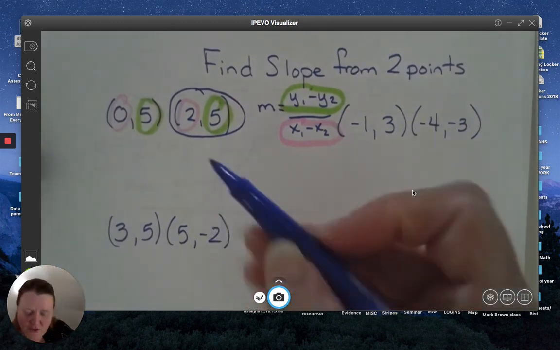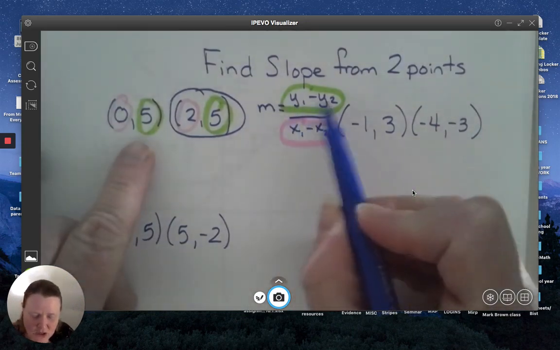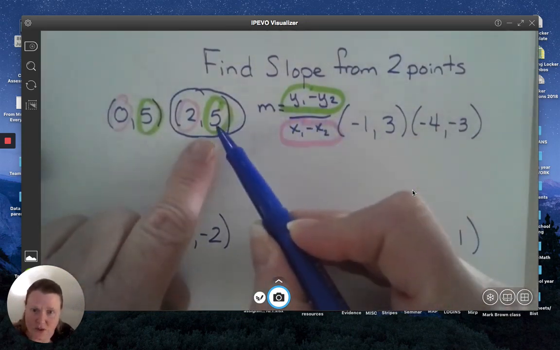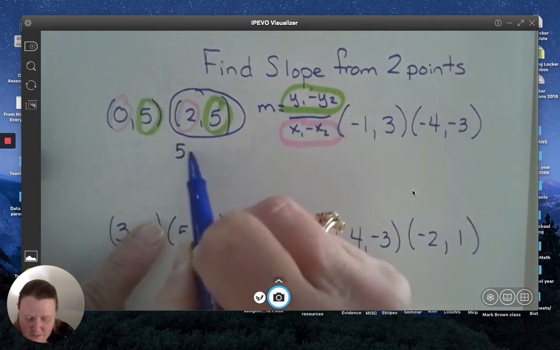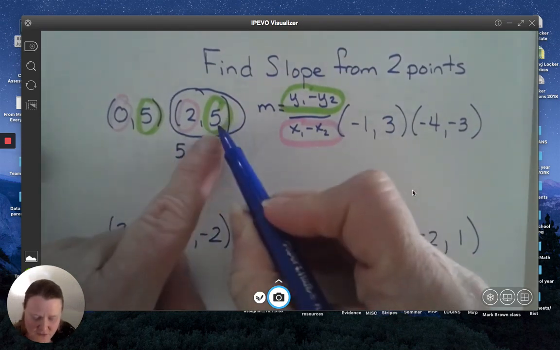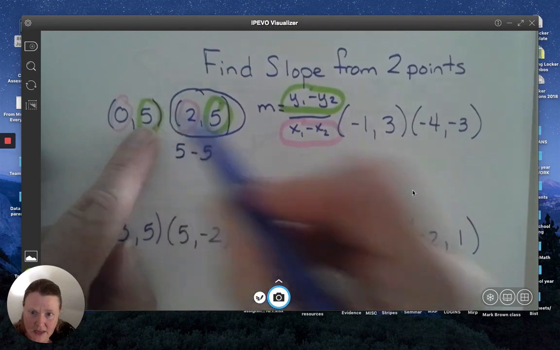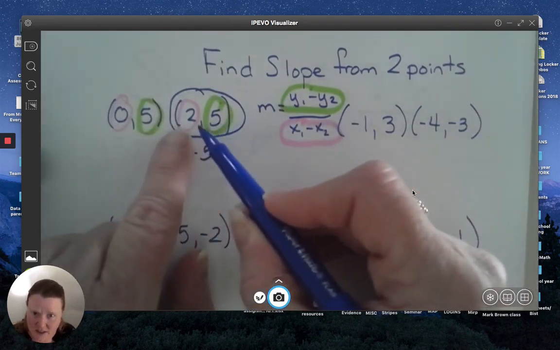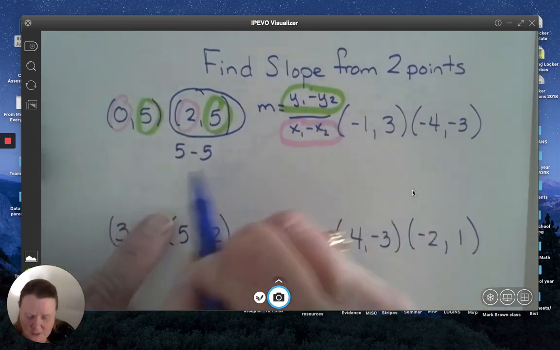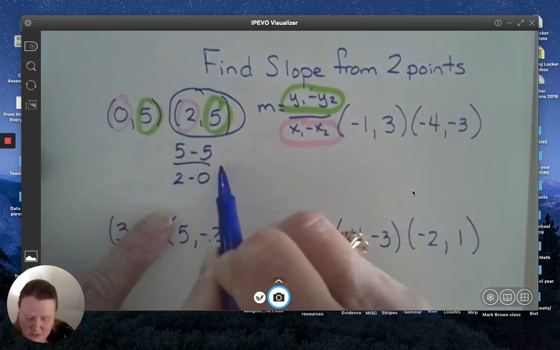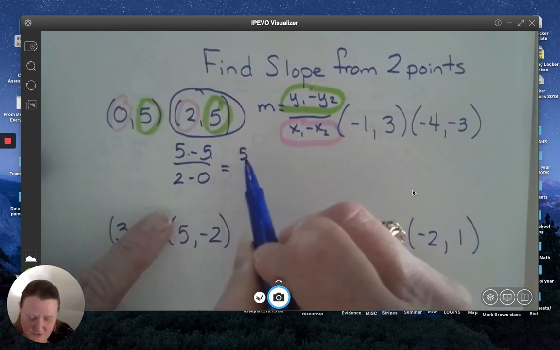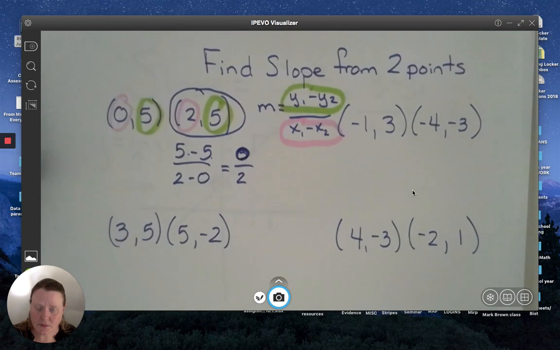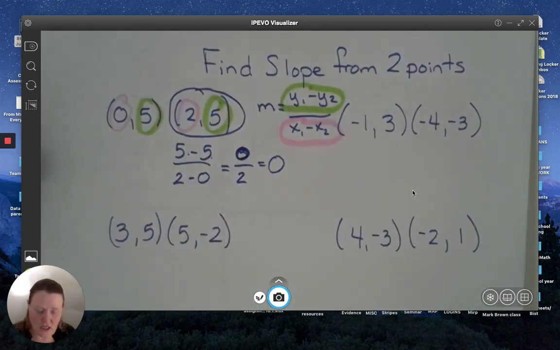So if I were to look at this, I'm going to do the two y's. Now I chose to do this one first. So that would be 5 minus 5, 5 from here, 5 from here. And then on the denominator, since this one is first, this one is first, I will put 2 take away 0. And I will be left with 0 over 2. And so that reduces down to a plain 0. So let me try another one.